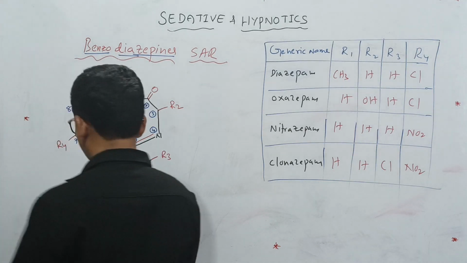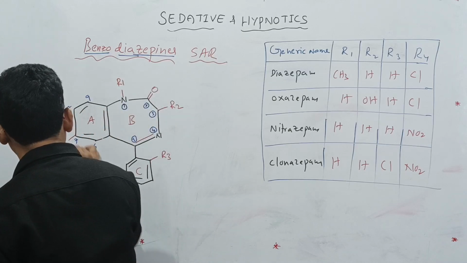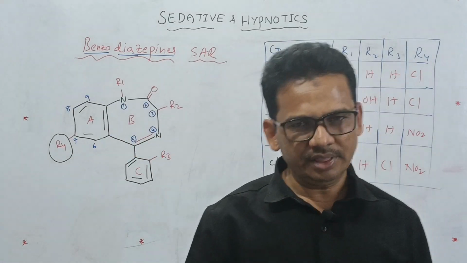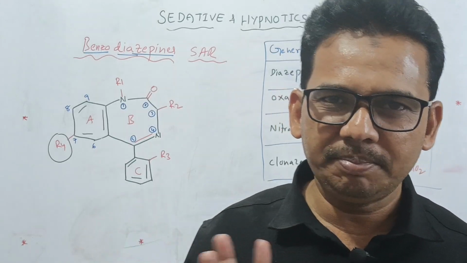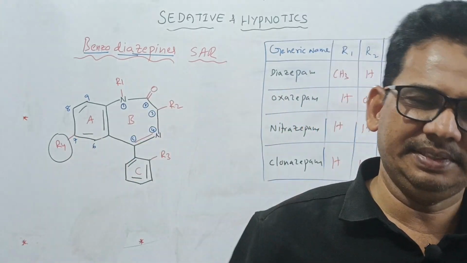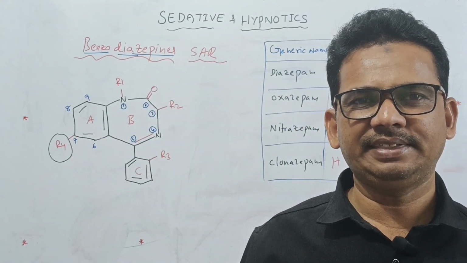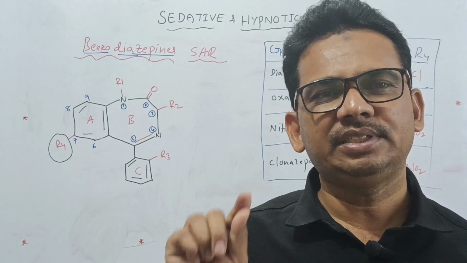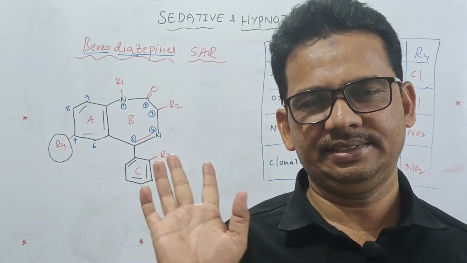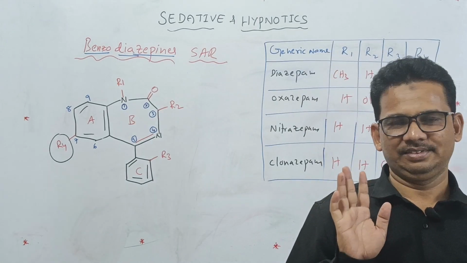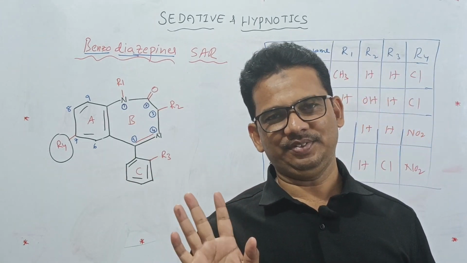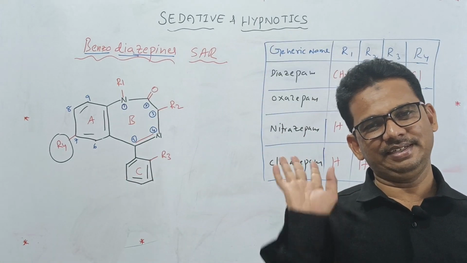See, in this case, electron withdrawing group. Always remember one thing: whenever an electron withdrawing group is present, 99% in the SAR, the activity is going to increase. That is the nature of electron withdrawing groups. Blindly you can write that one. 99.9%, that is correct.